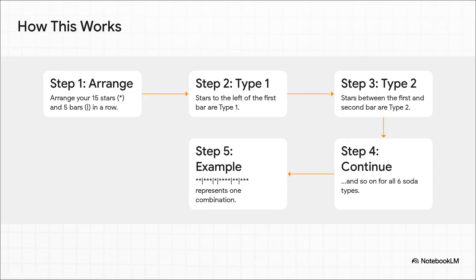So let's see exactly how this works. We have our 15 stars and our 5 bars. That's 20 symbols in total. All we have to do is arrange them in a row. Any stars to the left of the first bar, that's our first soda type. The stars between the first and second bars, that's our second type. You see where this is going, so take a look at the example on the slide. This specific arrangement means you ordered 2 of the first soda, 3 of the second, 1 of the third, 4 of the fourth, 2 of the fifth, and 3 of the sixth.